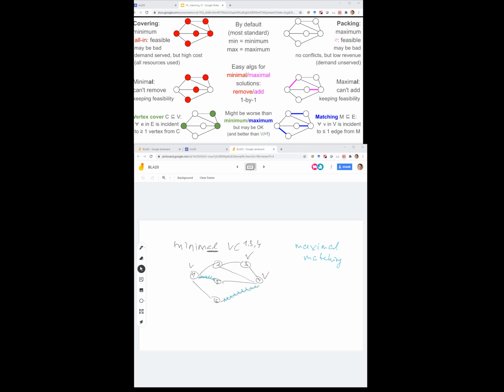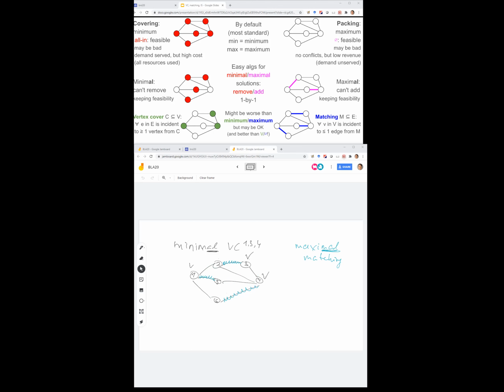Okay, can I add more? Are there any other edges that I could add? Well, I cannot add this edge. I cannot add this edge. I cannot add any of those, but I think I can still add this one. Okay, so these three edges form a matching. Can I add any other edge? No, as we already checked, none of these edges can be added. So this solution constitutes a maximal matching.